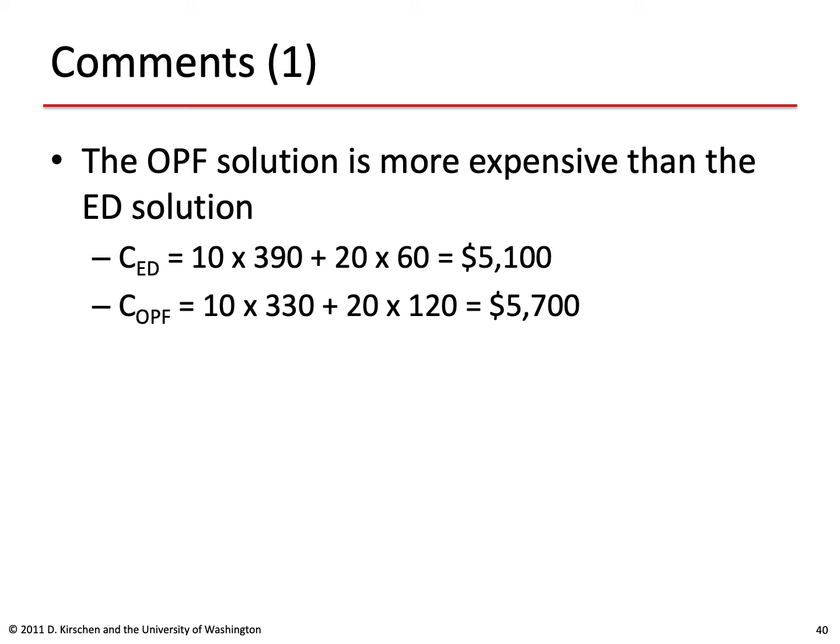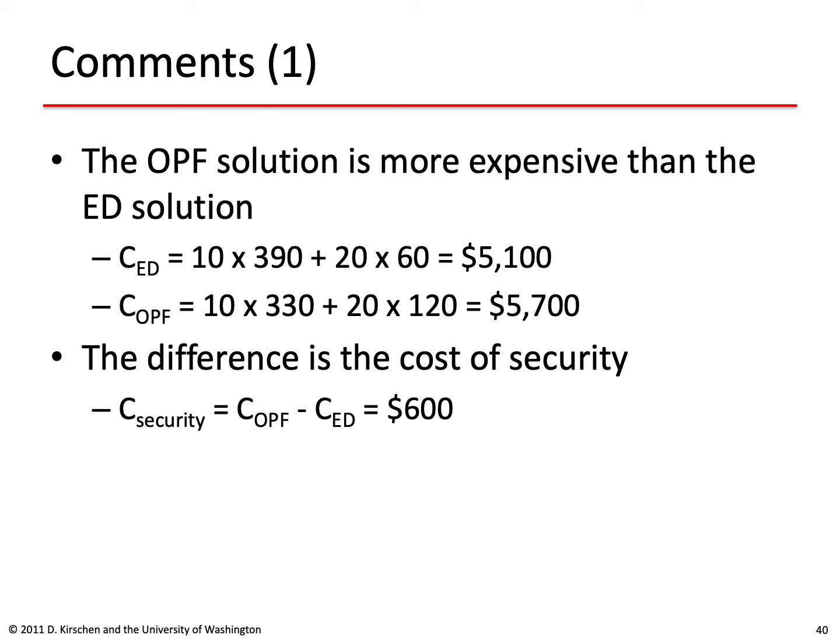In the OPF solution, on the other hand, we are producing only 330 megawatts with generator A at $10 per megawatt hour, and 120 megawatts with generator B at $20 per megawatt hour, for a total of $5,700 per hour. The difference between these two costs is what's called the cost of security, and in this case it's $600. Cost of security because we have adjusted the output of the generators so that our network remains secure.